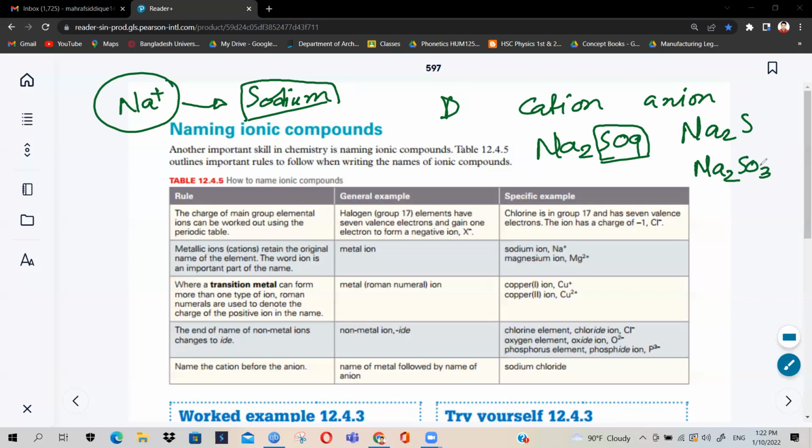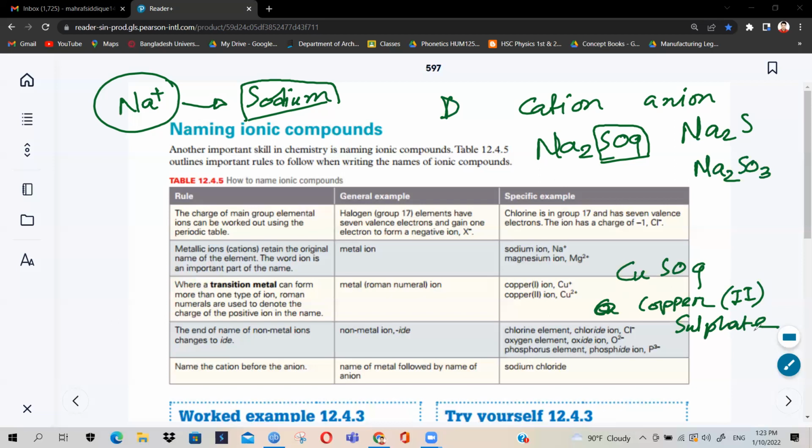You have to remember that if a particular element has numerous valences, more than one valency, then you have to figure out which one to use. Otherwise, you will name it wrongly. Say for instance, with something like copper sulfate, you have to say that it is copper(II) sulfate. Copper, and in brackets you write 2, then sulfate. If you write 1 here, that will be wrong.